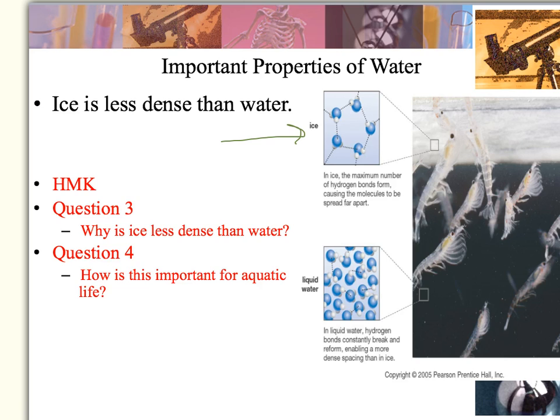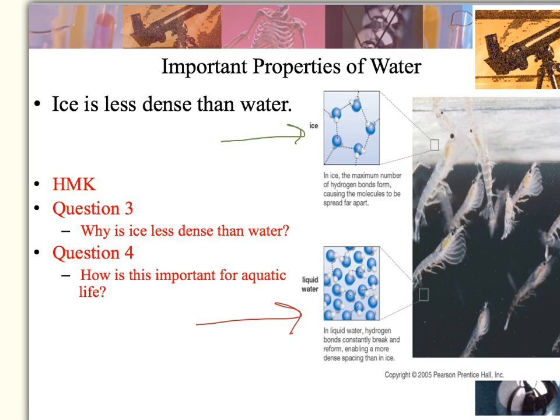Versus down here, we have liquid water, and the atoms are moving around, and so we are constantly making and breaking hydrogen bonds, but they're only next to each other. If there's a positive next to a positive, it's just momentarily as they're moving by one another. So we can get more water molecules in a given space, so the density is higher.